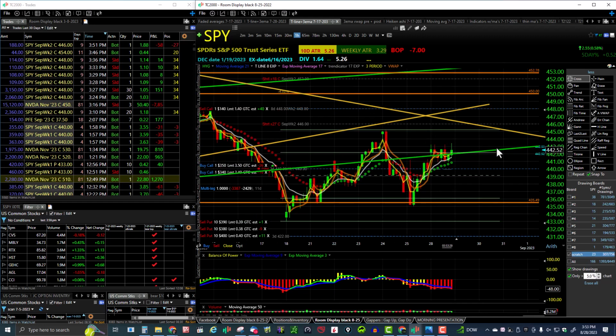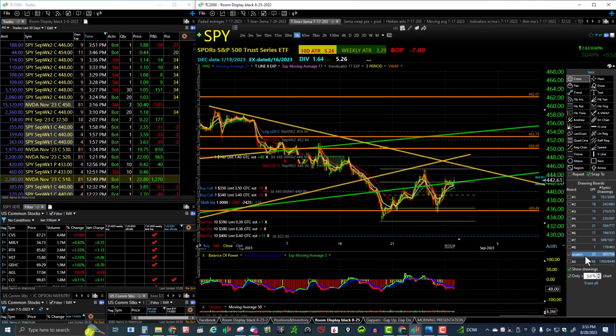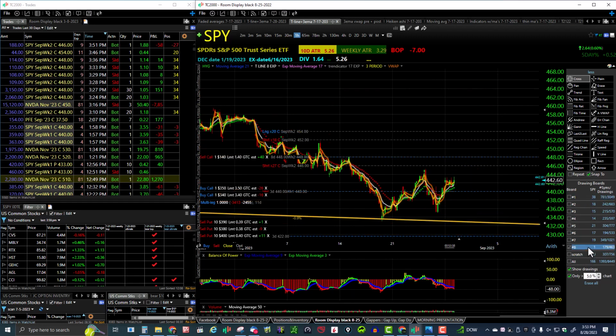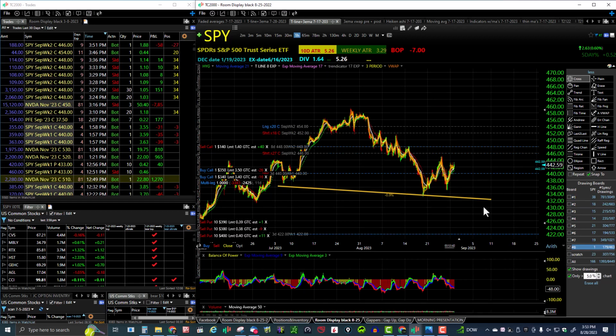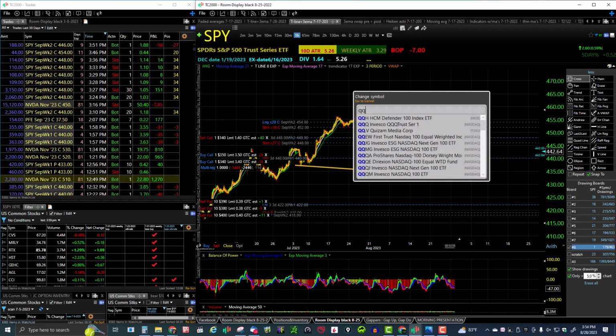So there's SPY. Now if we break down below and we start breaking below the neckline, which is right here, then I see further downside. So here's our head and shoulders neckline right there. So there's the SPY.